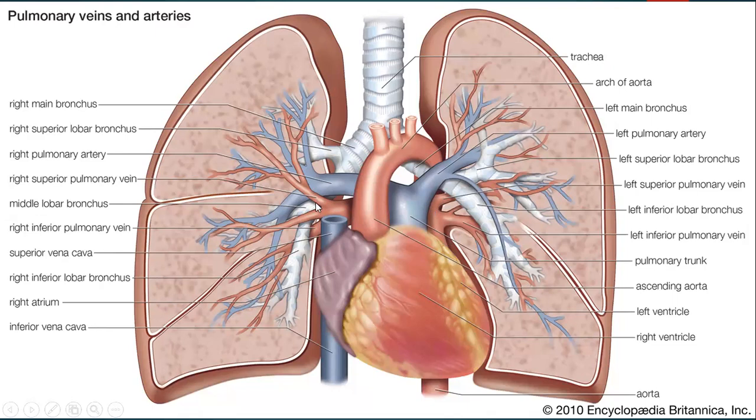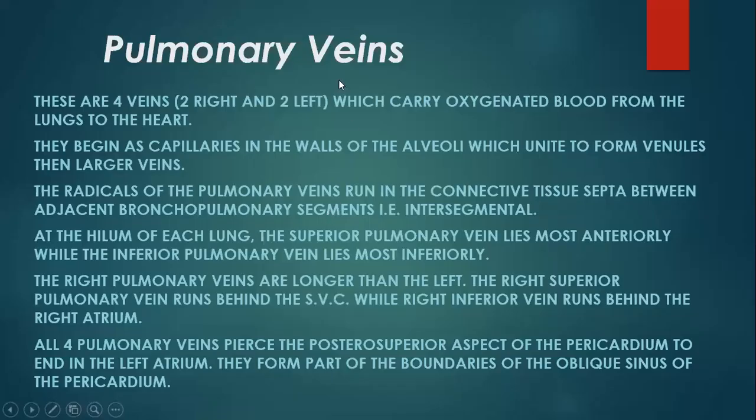So these four pulmonary veins, two on the right and two on the left side, will be carrying oxygenated blood. That's why they are shown red in color, even though we call them veins. These are the only veins in the body which will be carrying oxygenated blood. Here they are carrying it from the lungs to the heart. They begin as capillaries in the wall of the alveoli, which unite to form the venules, then the larger veins.